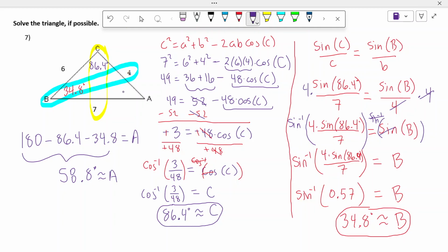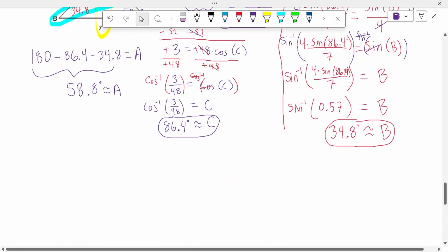So now we found all the different angles. 58.8 degrees. We have now solved the triangle. We got all the sides and all the angles. Let's go to another situation here.